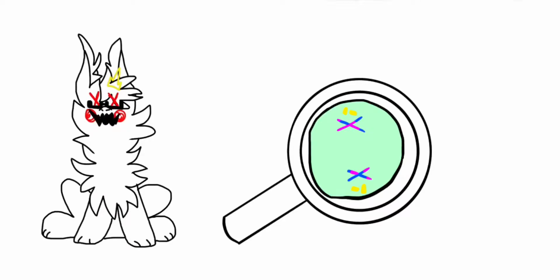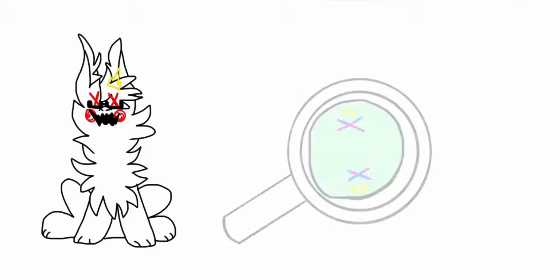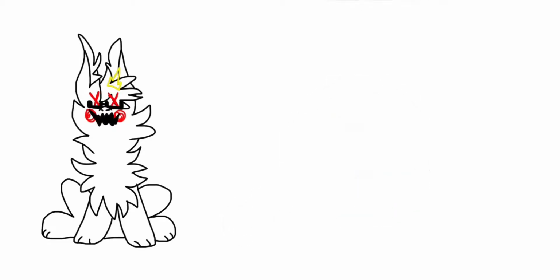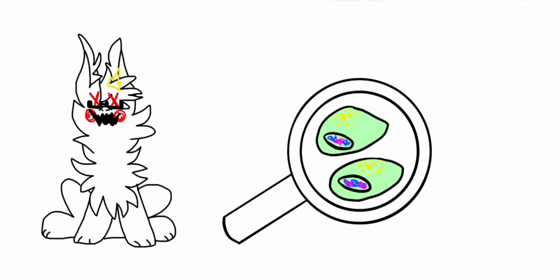Next is something much more interesting. Telophase 1. Chromosomes reach opposite cell poles. Then, the nuclear envelope reforms and the cell splits in half, creating haploid cells. Now, we're not done quite yet. Hang on for a bit.